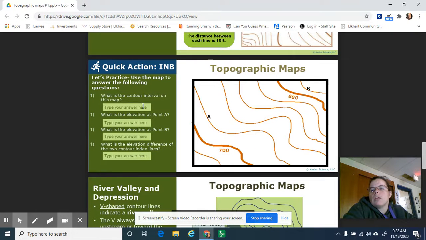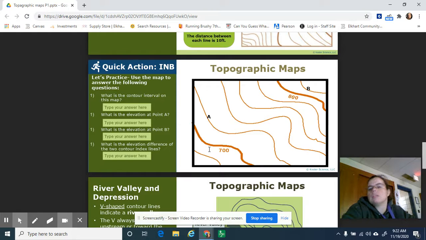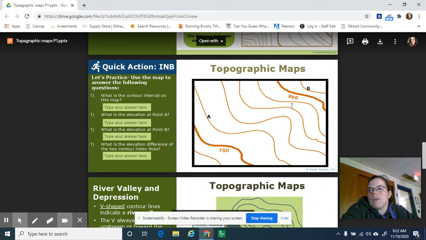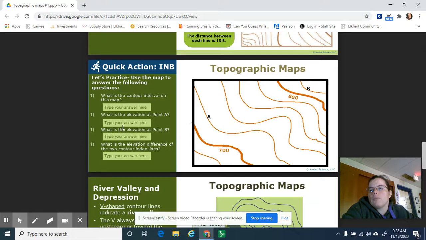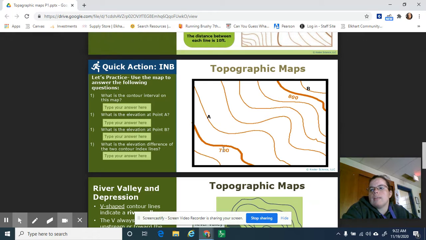So by looking at this map here, we're going to put that into perspective. What is the contour interval on this map? Meaning, by what rule are they going for this here? Okay, so we have 800 here and 700 here. 800 minus 700 is 100. 100 divided by 1, 2, 3, 4 equals what?